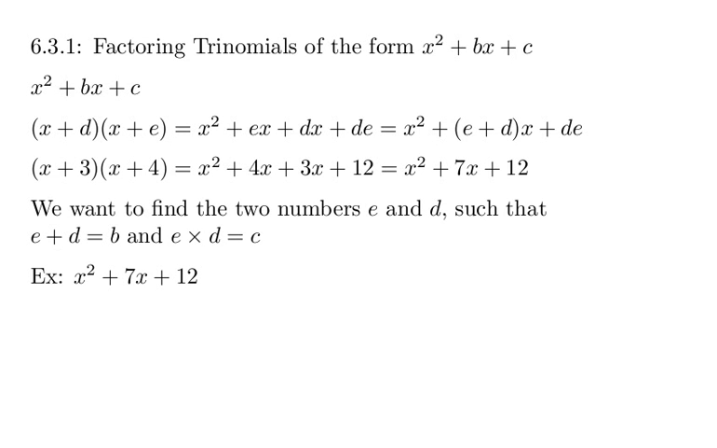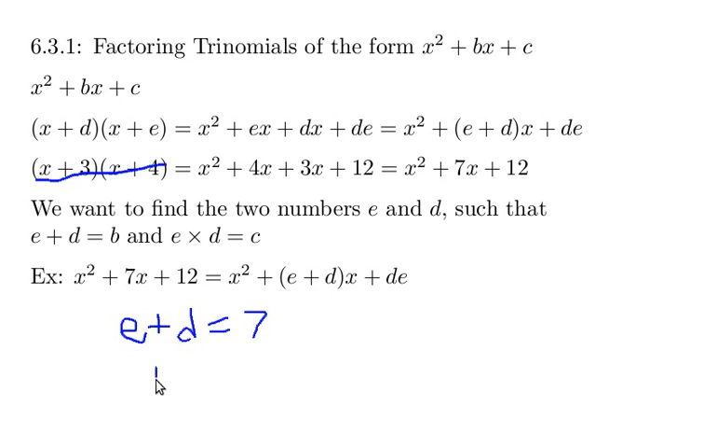Let's pretend that we don't know this yet right now. So we want to put this in the form x squared plus (e plus d)x plus de. So we want to find out what e and d could possibly be. So we want to find e plus d, which will equal 7, and d times e, which equals 12. We want to find two numbers where this is true.